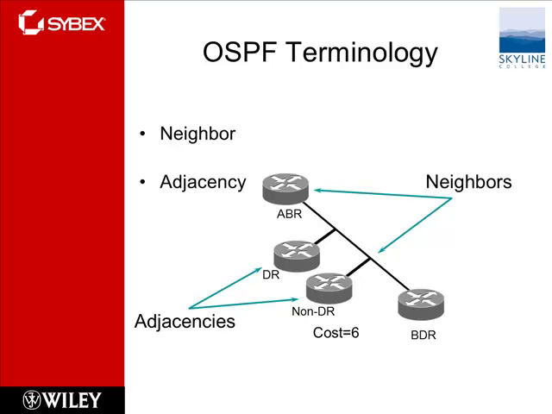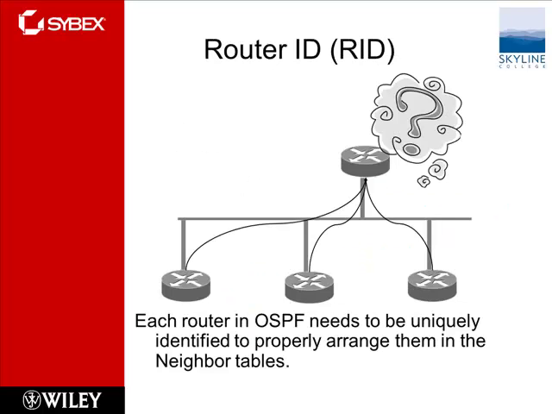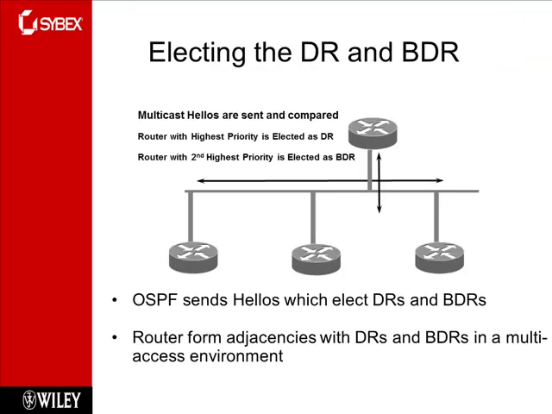And this is in an environment that has multi-access again. If we only have two routers on a serial interface, we don't need a designated router and a backup designated router, because there's only two routers involved. The designated and the backup designated are for a multi-access environment. Again, think Ethernet for those arrangements. The router ID I already talked about needs to be uniquely identified to properly arrange them in neighbor tables, and we'll look at those when we do the configuration example.